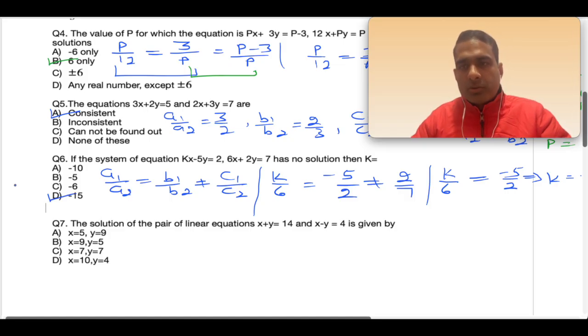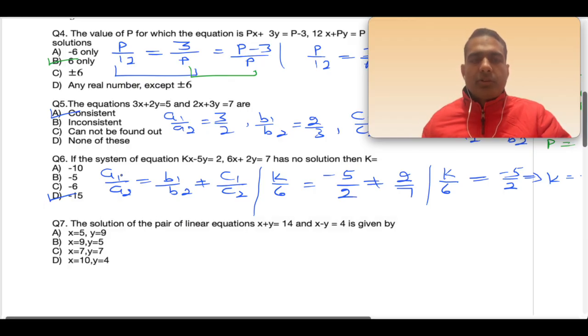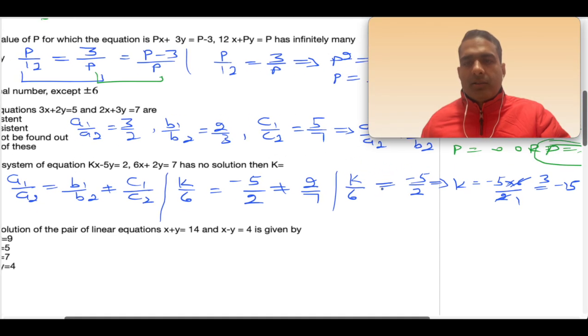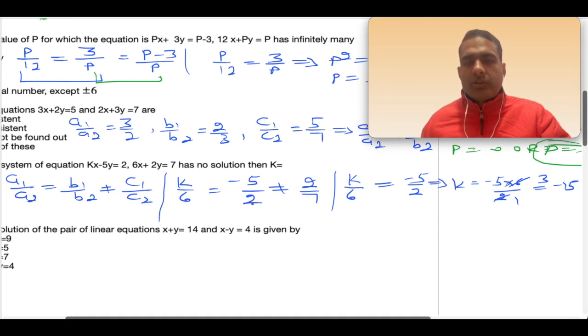So if we go through this question once, if the system of equations has no solution, then what we did, we applied the condition for no solution, that is a1 by a2 is equal to b1 by b2 is not equal to c1 by c2. We put the values of a1, b1, c1 and a2, b2, c2 from the equations. So that came out k by 6 is equal to minus 5 by 2, and this should not be equal to 2 by 7. So we saw that minus 5 by 2 is already not equal to 2 by 7.